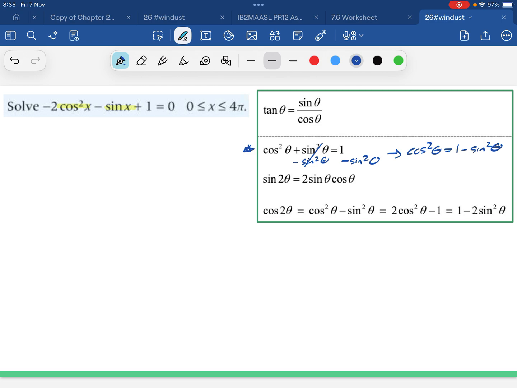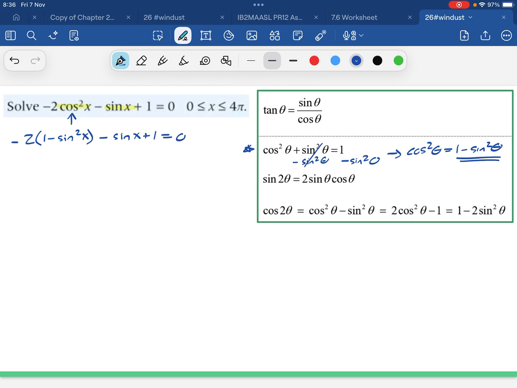It's not really a new identity, it's just taking that one that's given to us and manipulating it a little bit. The reason I did that is now in my equation, that cosine squared x, I can replace it with 1 minus sine squared x. So let me do that. Negative 2, now instead of cosine squared, I'm going to write 1 minus sine squared. And now I've created an equation that's equivalent, but everything is in terms of sine.